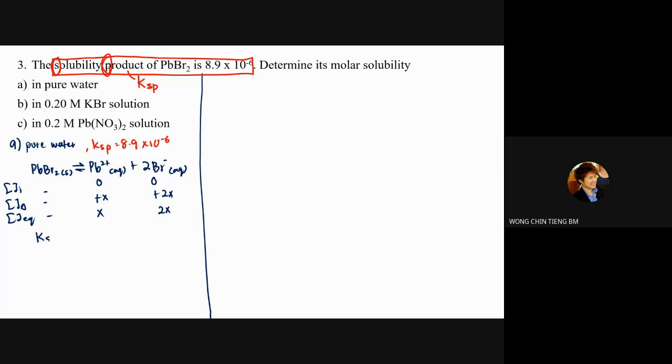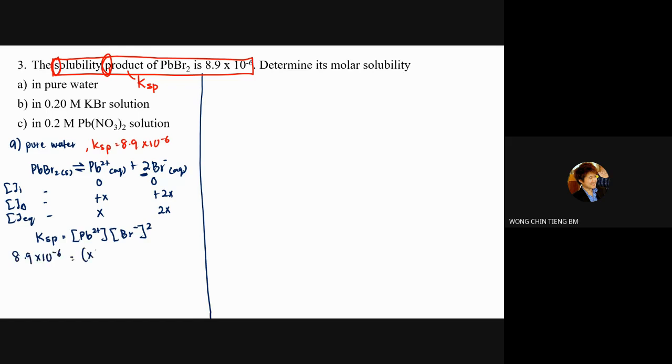Easy. You have the Ksp formula: Ksp = [Pb2+]^1 [Br-]^2, because of the stoichiometry. Sayang, saya nak laju tapi saya nak betul juga. Daripada laju dengan salah, tapi slow sikit tapi betul, I will go for slow sikit tapi betul. Okay? And then your Ksp is given as 8.9 times 10 to the power negative 6.